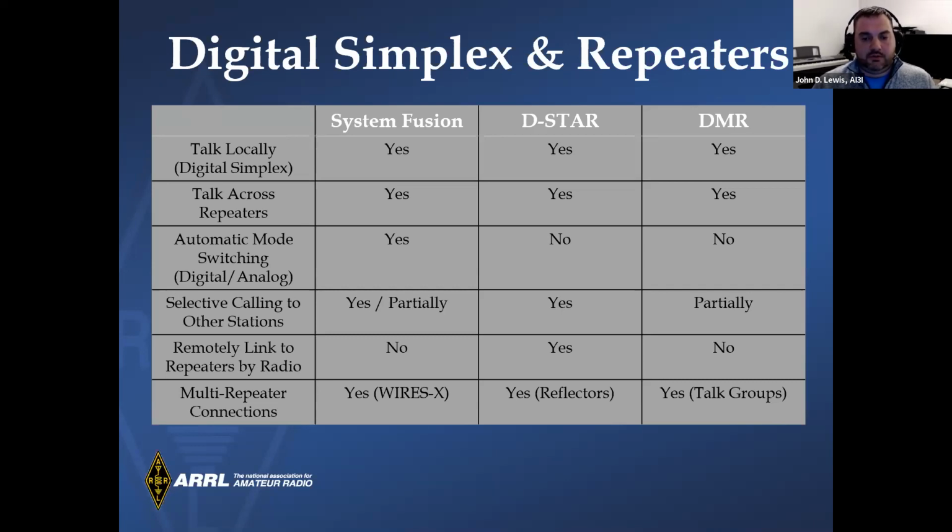Multi-repeater connections. Can you create networks and tie systems together? Yes to all three of them. In parentheses, we have the nomenclature for creating talk groups, essentially, or rooms, what have you. WiresX facilitates this function on System Fusion. In D-Star, you'll hear them called reflectors, and in DMR, they are talk groups. Essentially, they're all the same thing. It's a group call, group channel type of thing. So you're able to talk to multiple parties at one time.